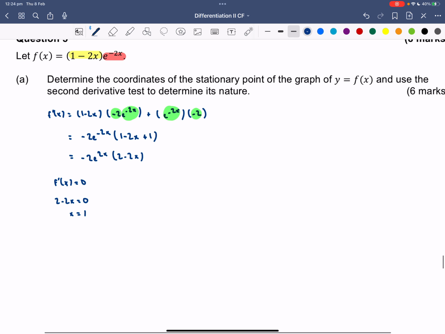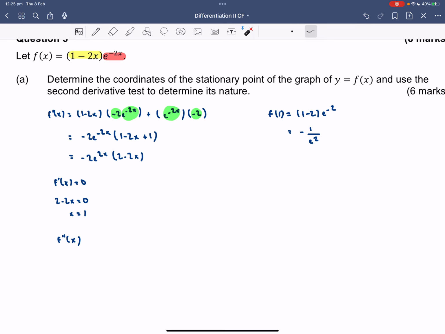So we have to determine the coordinates of the stationary point. All right, if I want to work out the coordinates of the stationary point, I need to put that into the original function. So f at 1, that should be so easy. That's 1 take 2, e to the minus 2, aka minus 1 on e squared. All right. We also need to do the double derivative test because it says determine the nature.